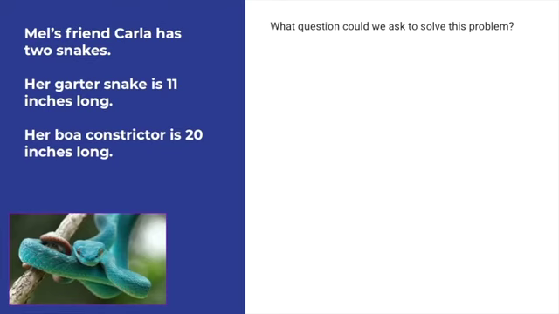Again, what question could we ask to solve this problem? Mel's friend Carla has 2 snakes. There isn't even one problem on here. Not even one question. We're going to make some up. Mel's friend Carla has 2 snakes. Her garter snake is 11 inches long. Her boa constrictor is 20 inches long. Think about what questions we could ask to make this a comparing problem.